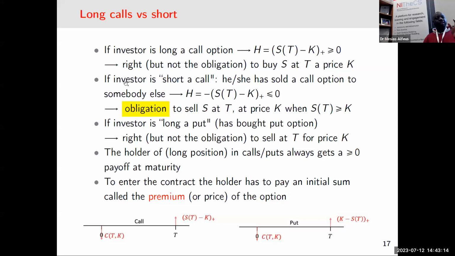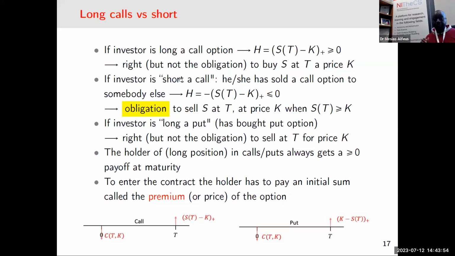If an investor is short, that means they have sold a call. In this case, if the investor is short a call, you are obliged to make sure that you sell an asset at price K. And in this case, the payoff is negative. For the put, a long put means you have the right to sell, but again, it's not an obligation to sell at time T at the price K. And the long position in a call and a put are always positive at maturity, like I said, so you have to pay to enter the contract.